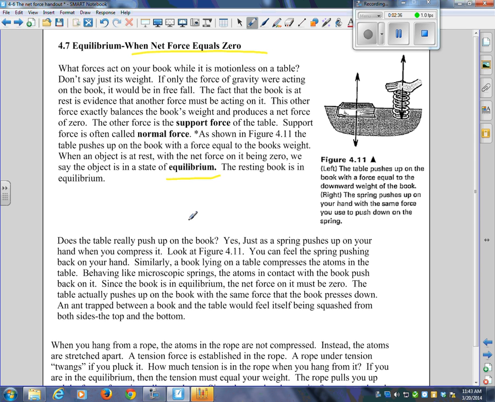Does the table really push up on the book? Yes. Just as the spring pushes up on your hand when you compress it, look at the figure right here. You can feel the spring pushing back in your hand. Similarly, a book lying on a table compresses the atoms in the table. Behaving like microscopic springs, the atoms in contact with the book push back on it. Since the book is in equilibrium, the net force on it must be 0. The table actually pushes up on the book with the same force that the book presses down. An ant trapped between the book and the table would feel it's being squashed from both sides, right? You wouldn't feel it just from one side.